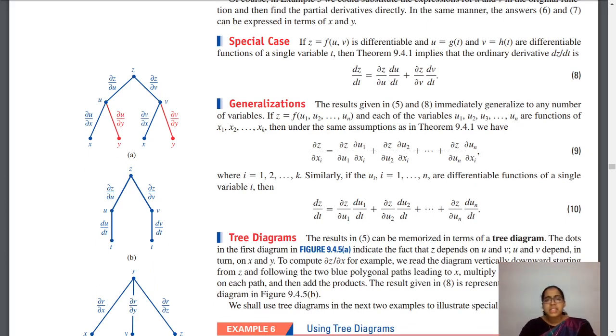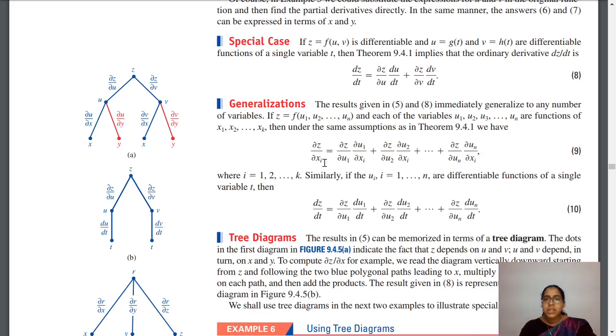Now we can generalize this. That is, if z is a function of u1, u2, etc. un, and each of u1, u2, etc. un are again functions of x1, x2, etc. xk. That is, u1 is a function of x1, x2, etc. xk, u2 is a function of x1, x2, etc. xk, etc. un is also a function of x1, x2, etc. xk. So what will be the value of ∂z/∂xi?